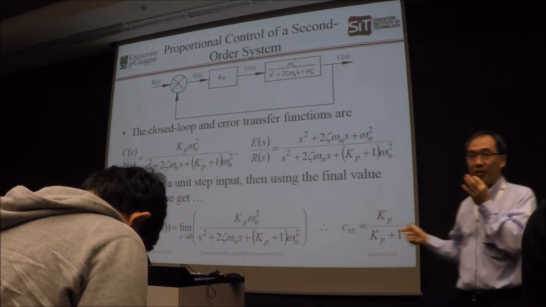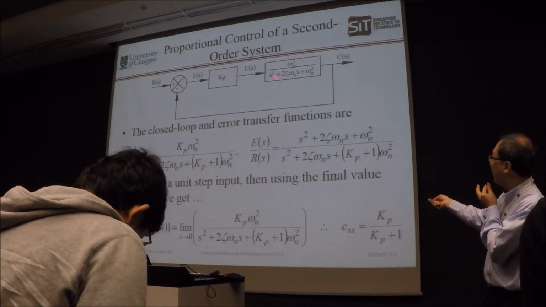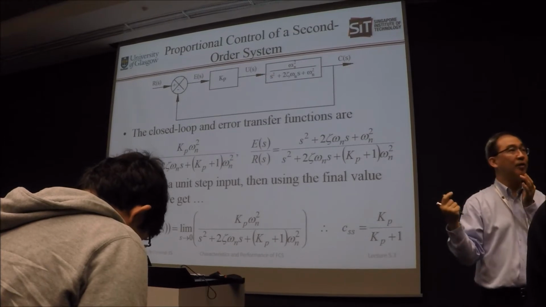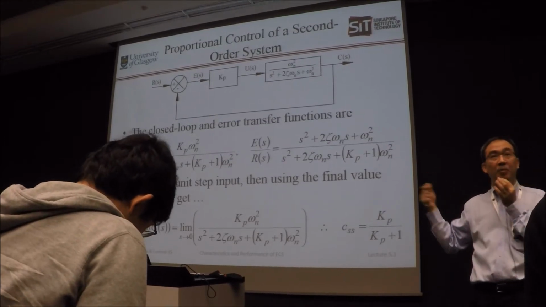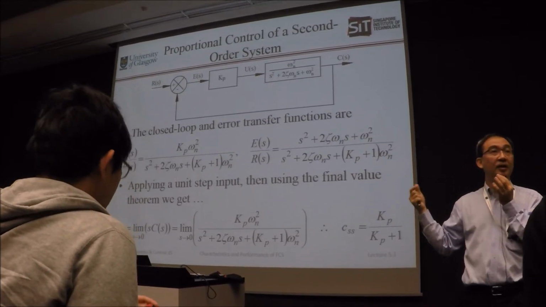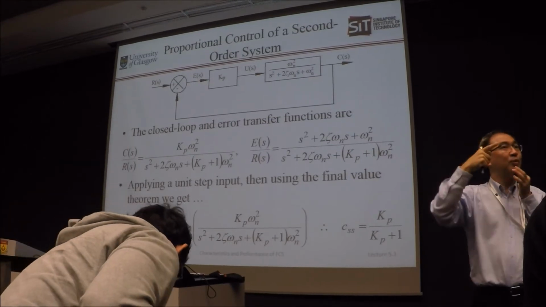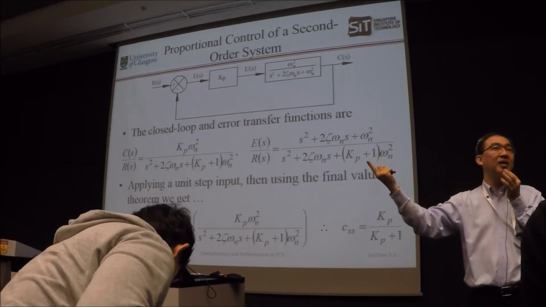The generic form of your second order transfer function. If I use it to represent the second order system, you can see that the DC gain is 1. So of course, when you put in a unit step input, you have no steady state error.